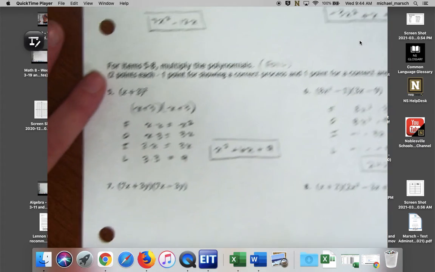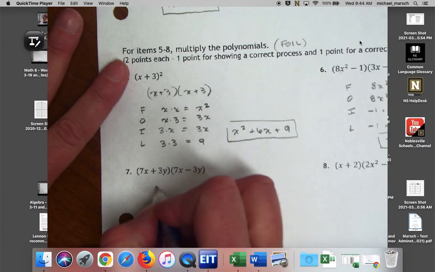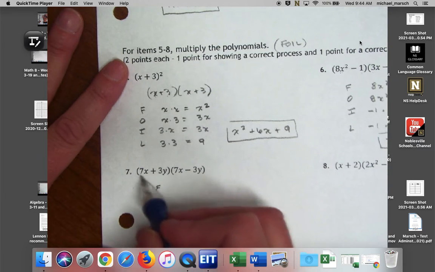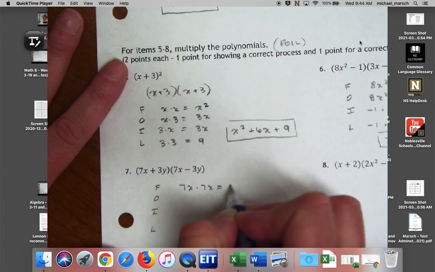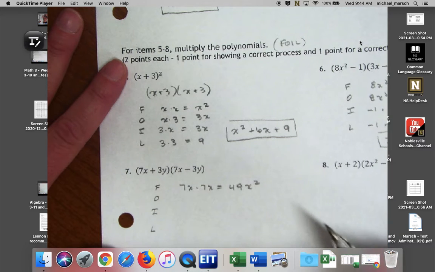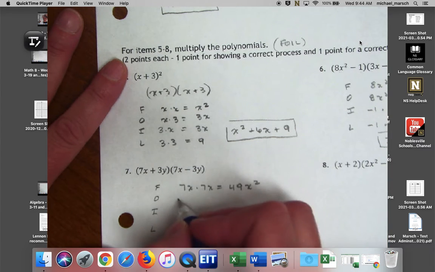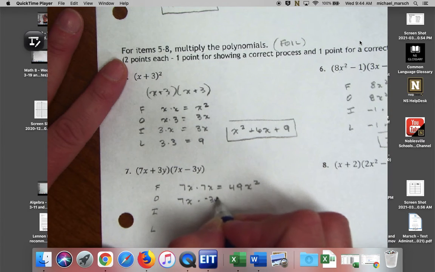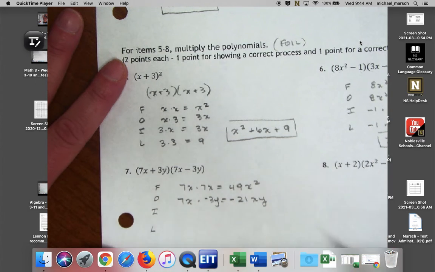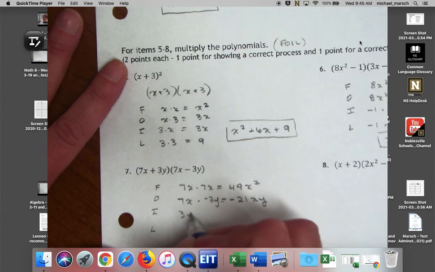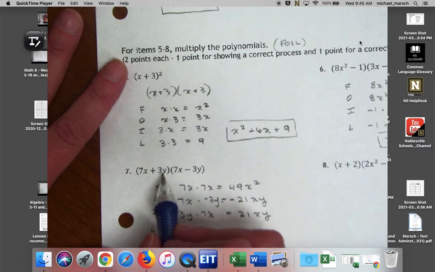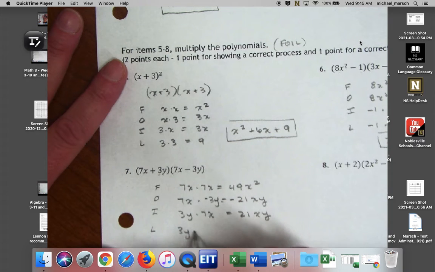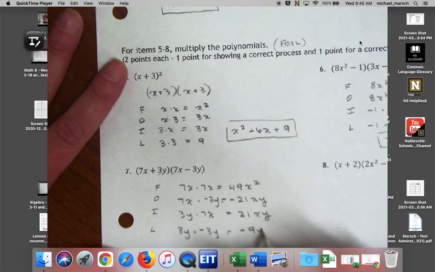Okay, number 7, we're going to do FOIL again. First, outer, inner, last, because I have a binomial times a binomial. 7x times 7x is going to give me 49x squared. 7x times negative 3y is going to give me negative 21xy. 3y times 7x is going to give me 21xy. And then 3y times negative 3y is going to give me negative 9y squared.